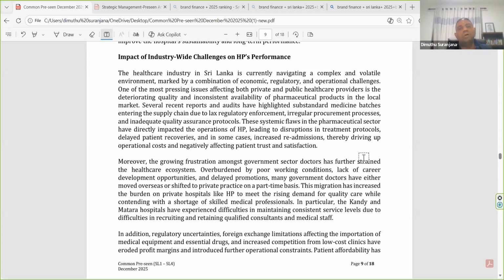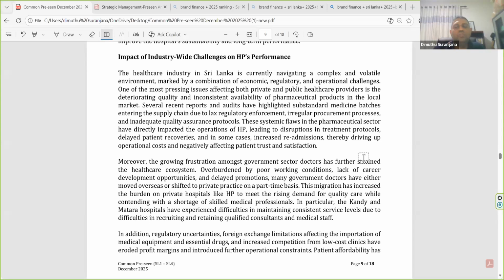Then sometimes the required medicine is not available. Several recent reports and audits have highlighted substandard medicine batches entering the supply chain due to low regulatory enforcement, irregular processes, and inadequate quality assurance. So, substandard, that means low quality medicines are in the process.